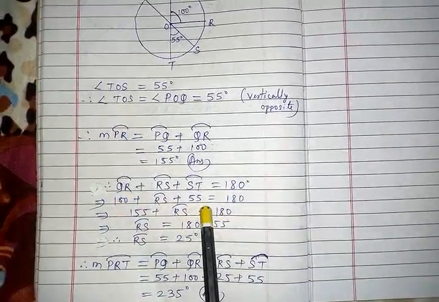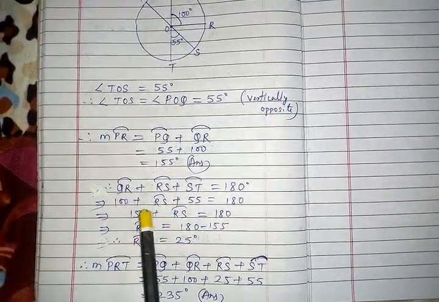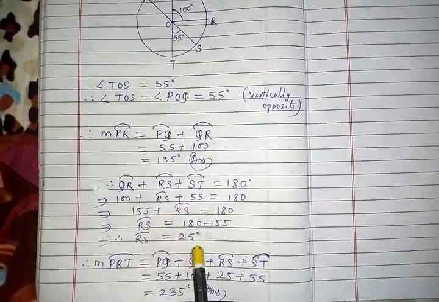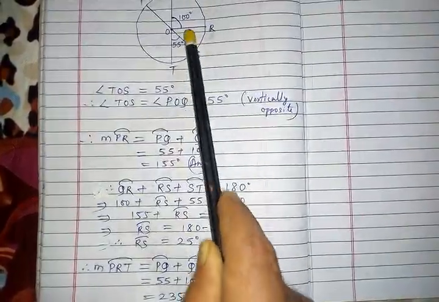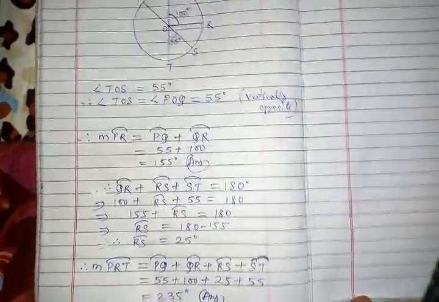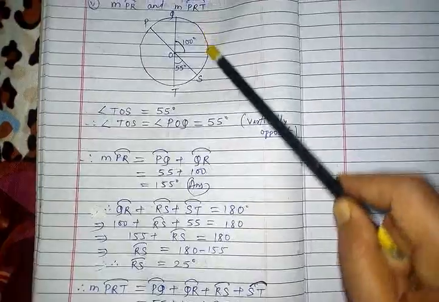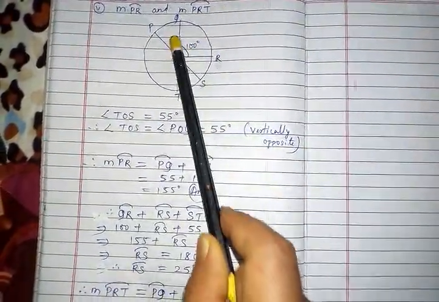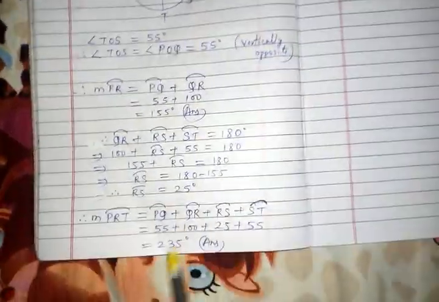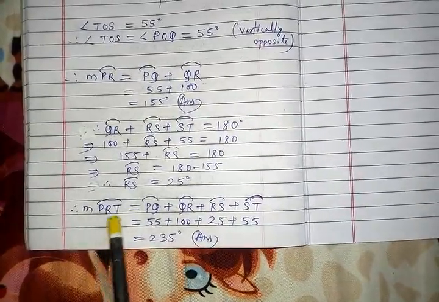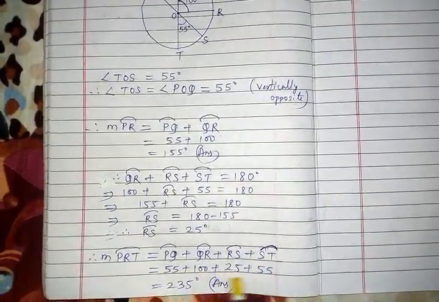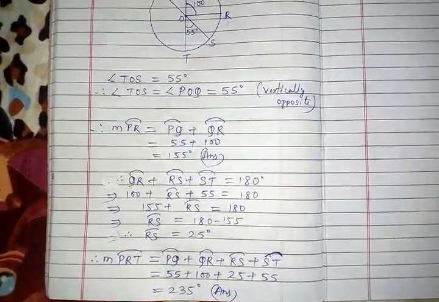Now 100 plus 55 is 155. Now this 155 comes this side. 180 minus 155. So arc RS is 25 degrees. Oh, sorry, arc RS is 25 degrees. Now we can say arc PRT will be, this is 55, this is 100. Just now we got this 25 and this is 55. So add all of them. Arc PRT will be arc PQ plus arc QR plus arc RS plus arc ST. Put the respective values, add all of them, we have 235 degrees.